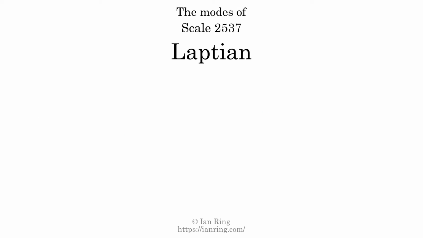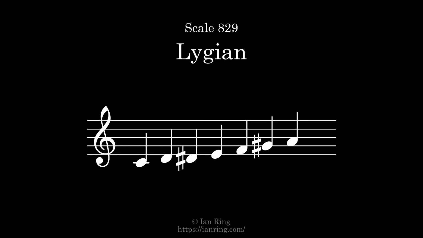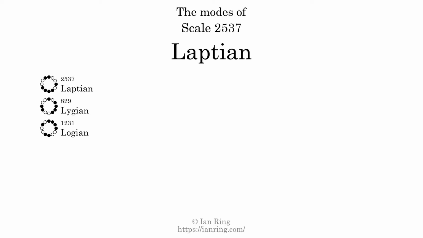This scale has 7 modes. The first mode is itself. The second mode is scale 829, also known as Laptian. It sounds like this. The third mode is scale 1231, also known as Laptian. It sounds like this.